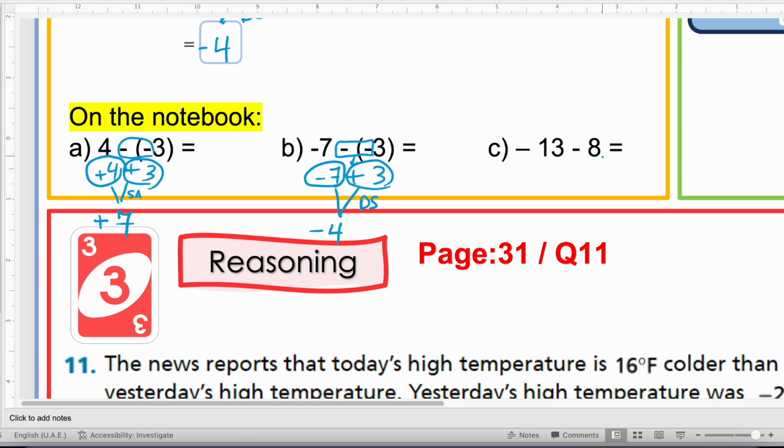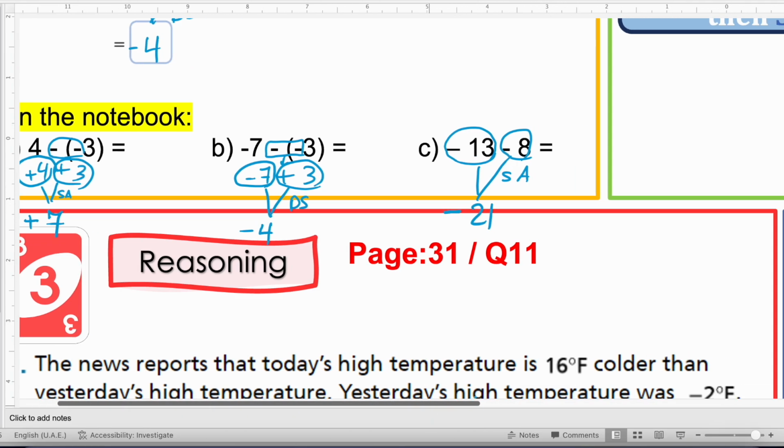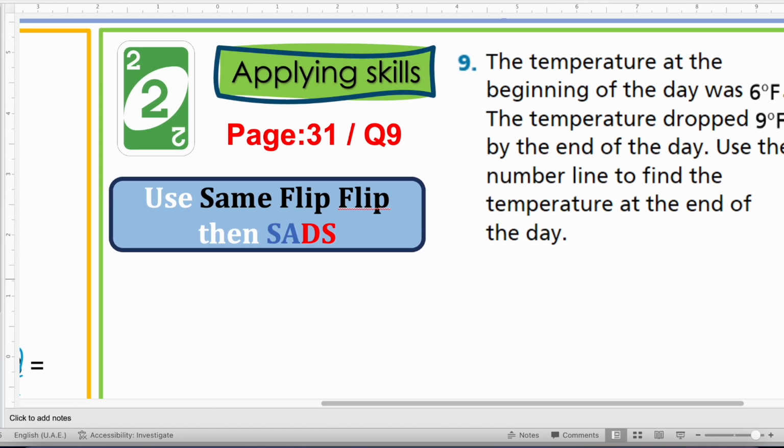Here I don't have two signs, so directly circle out the numbers. Same, both of them are negative. Same sign, add them. 13 plus 8, it's 21. You take the sign of the 13, negative. That's it.